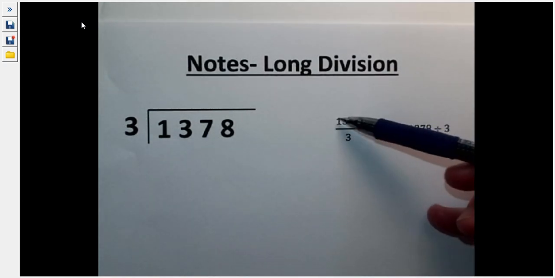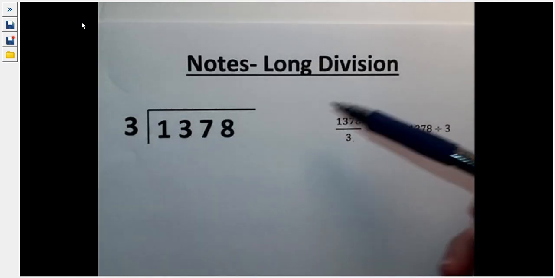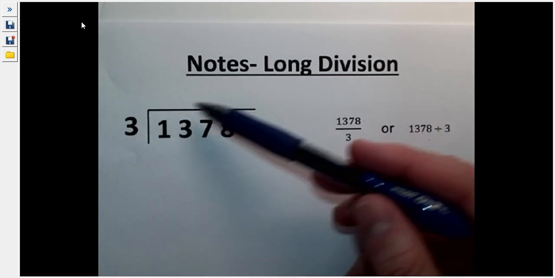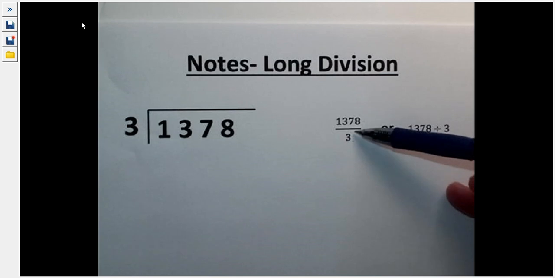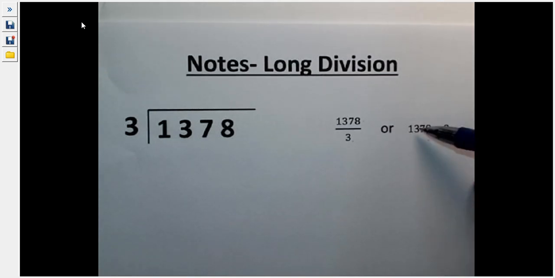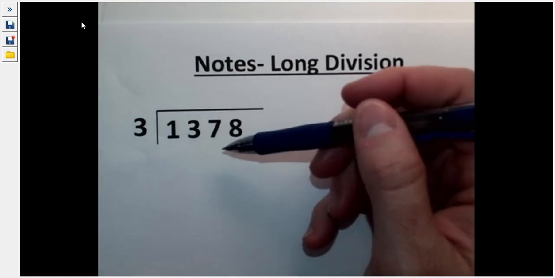I'm going to take 1,378 and divide it by 3. The difference is this allows us to do the algorithm of long division very simply. This would be creating a fraction. This is what we call an improper fraction. And this is just showing that I'm dividing this by this. This would be something you would put in a calculator. So we're going to go back and think about this the way we were taught back in elementary school.